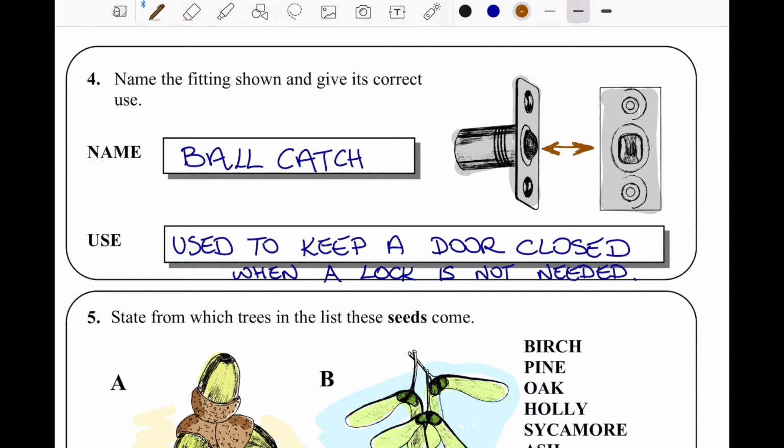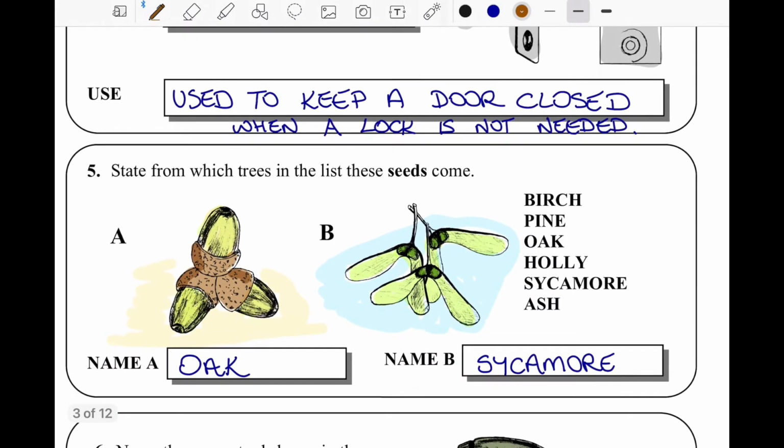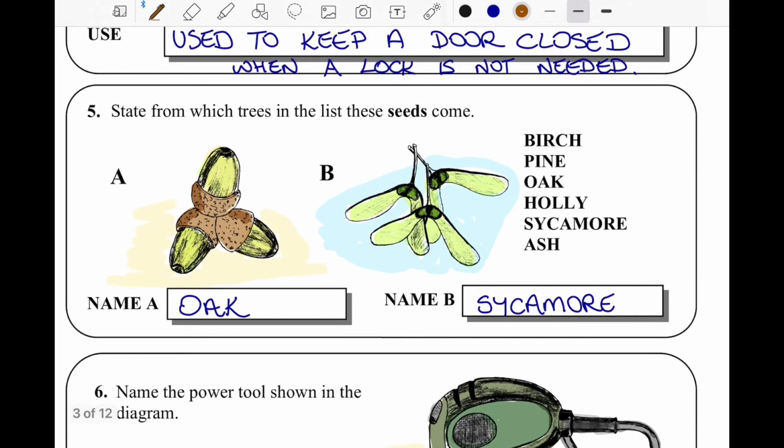Okay. Next one then. State from which trees in the list these seeds come. So the first one comes from an oak tree. They are, I hope, obviously enough, acorns. And then the little helicopter fruit come from the sycamore tree. Now, if you didn't know them off by heart, at least you have a choice here. We should know, or I hope you know, holly has berries. Oak, yes, it has acorns.